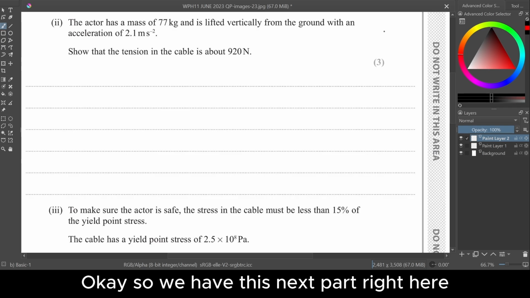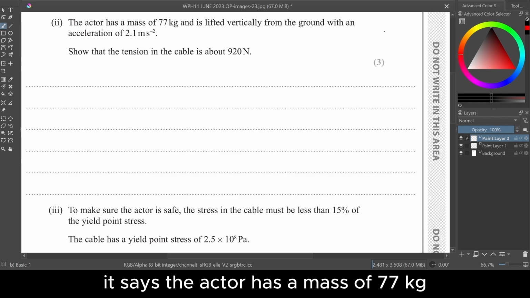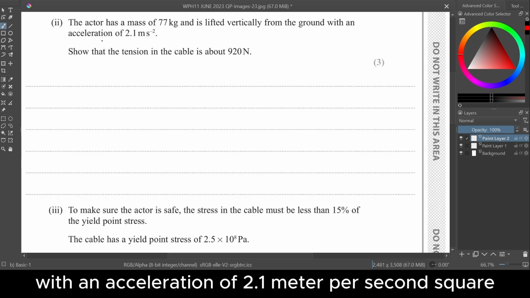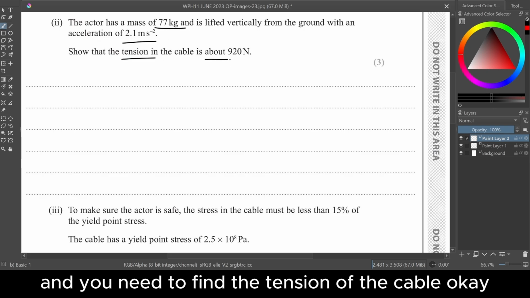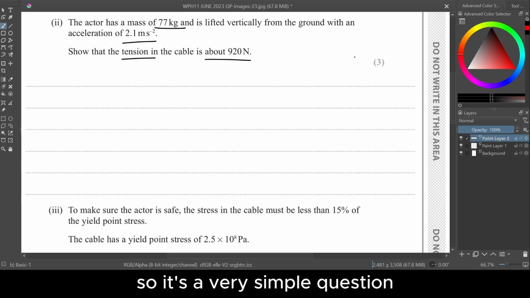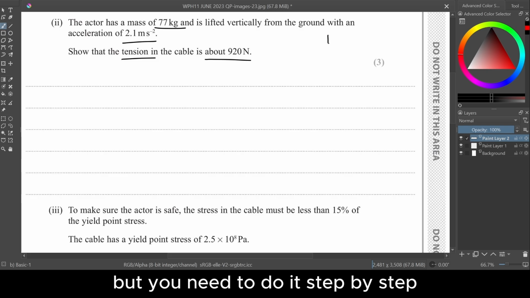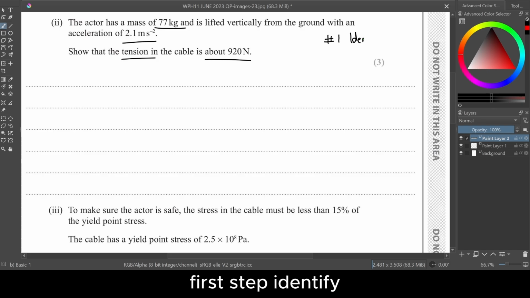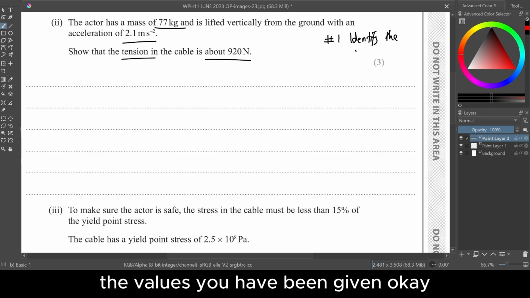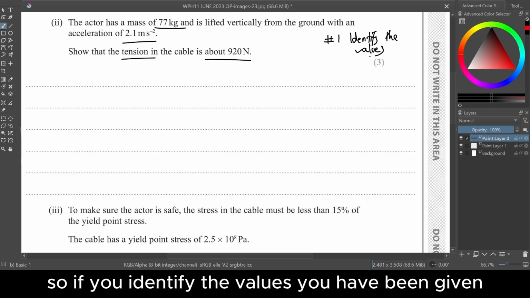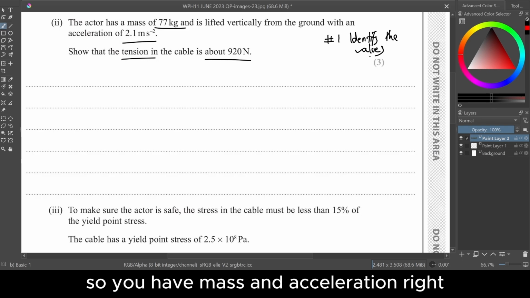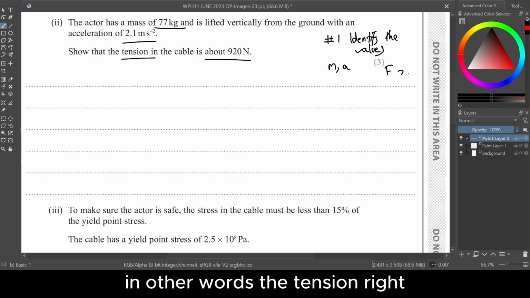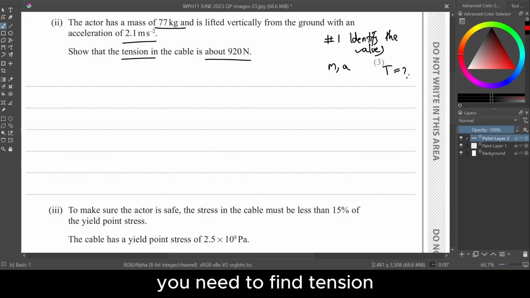Okay, so we have this next part right here. It says the actor has a mass of 77 kg and is lifted vertically from the ground with an acceleration of 2.1 meter per second square, and you need to find the tension of the cable. Okay, it's a very simple question, but you need to do it step by step. Without steps, without strategy, you can't solve this question. Okay, first step, identify the values you have been given. So you have mass and acceleration, right? And you need to find the force, in other words, the tension, right? You need to find tension.